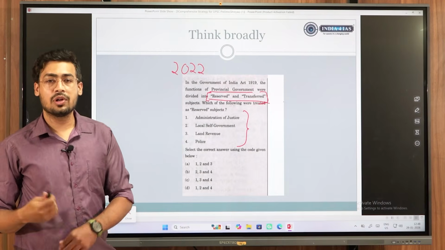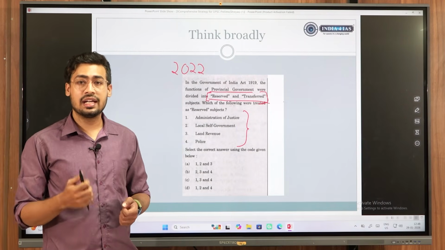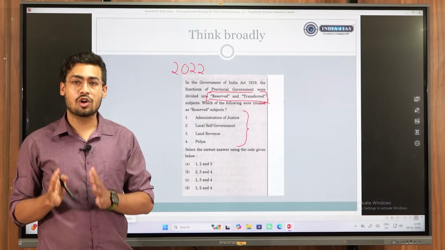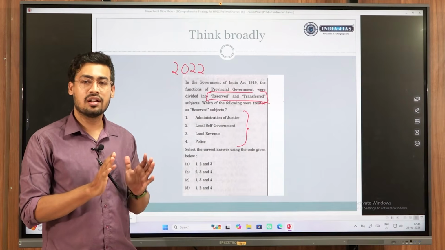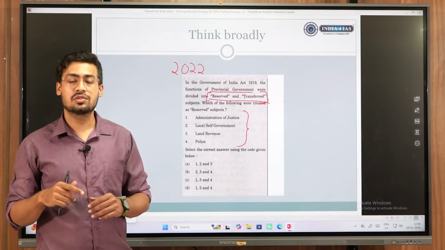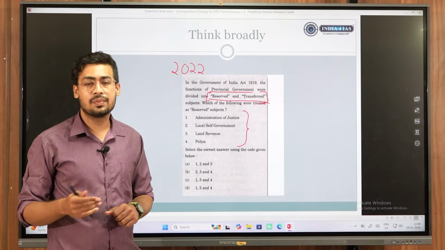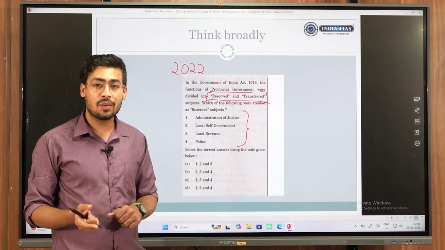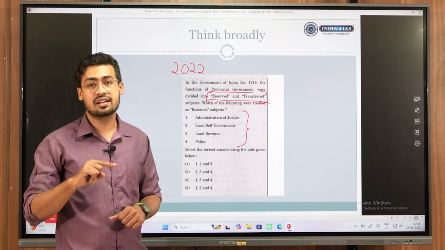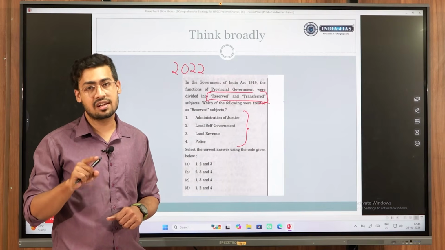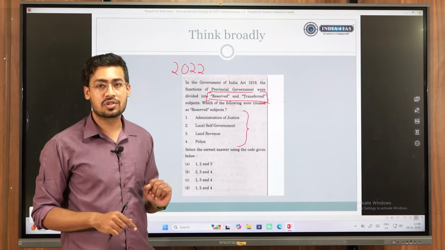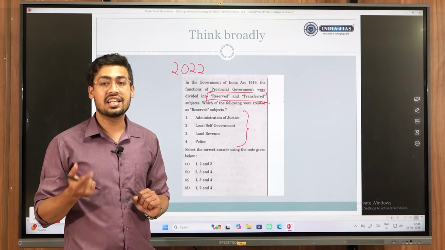What do we know about the 1919 Act? We know that the provincial government had 2 kinds of subjects, called transferred subjects and reserved subjects, and this was called dual government. We know other facts, like there was bicameralism and other things. But we have not come across which subjects were under transferred subjects and which were under reserved subjects. So, how do we answer this question? Let us try to recall what static part we know.